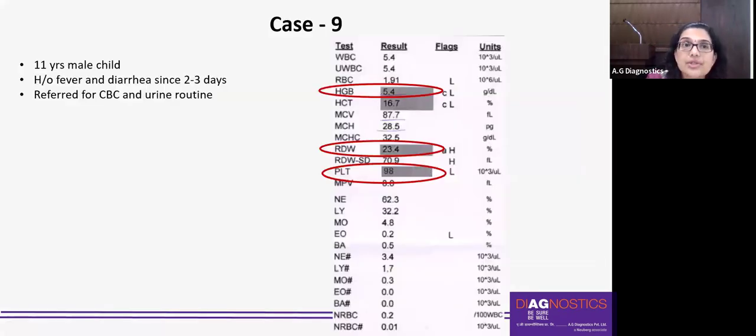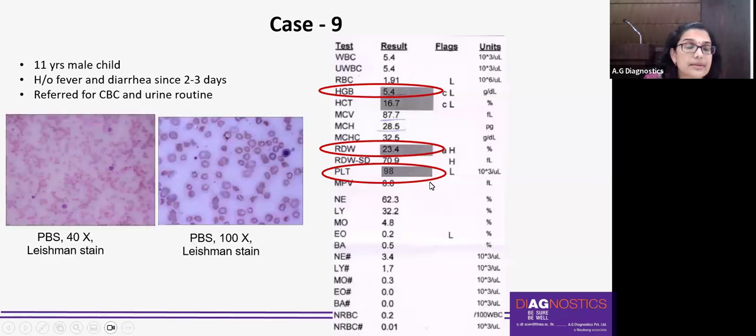Another such case, an 11 year old male child, had a history of fever and diarrhea since 2 to 3 days and was referred for CBC and urine routine. On CBC, we had a low hemoglobin, typically normocytic indices, a wide RDW of 23.4% CV, and a low platelet count. Peripheral blood smear showed polychromasia with the presence of schistocytes.